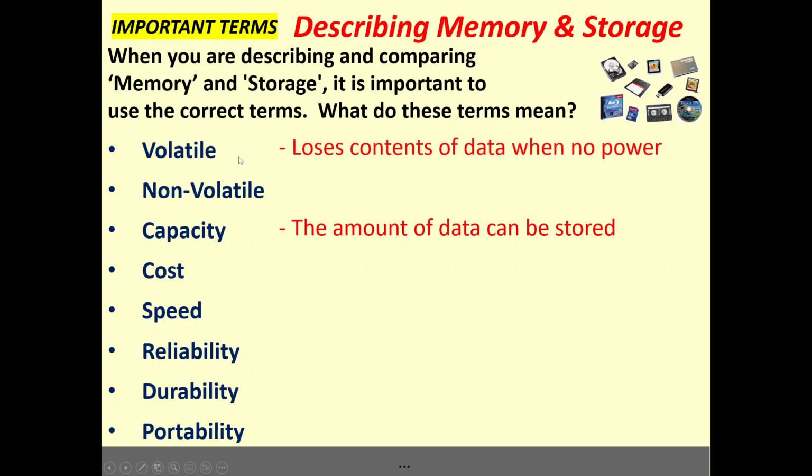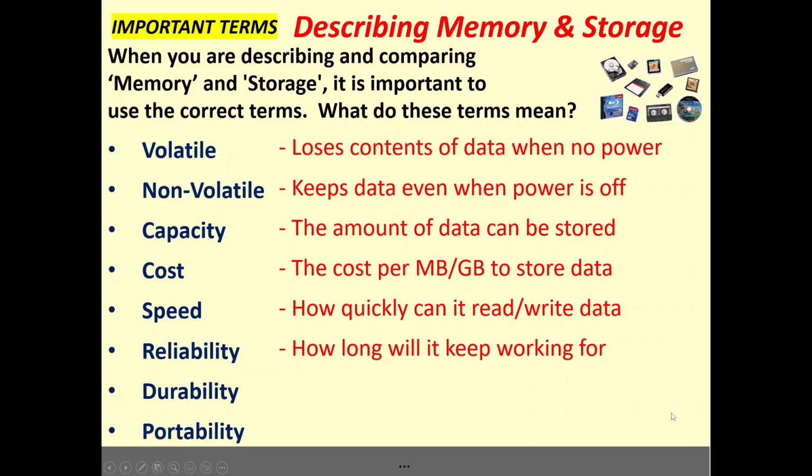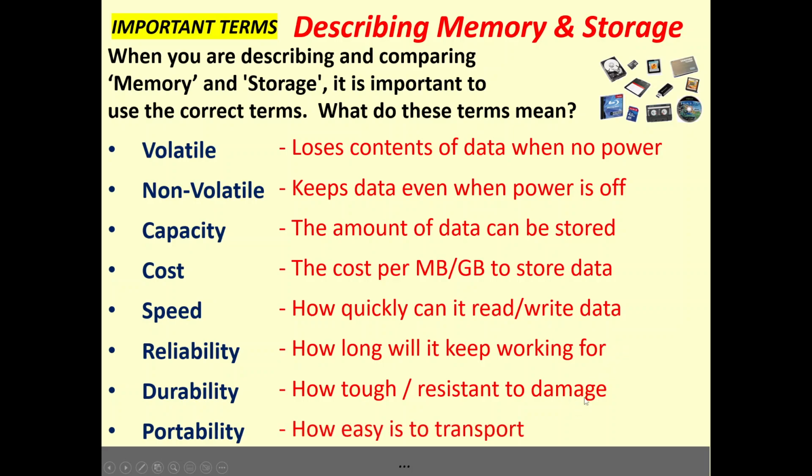So we've got volatile, means it loses the contents of data when there's no power. Non-volatile means it keeps data even when the power is off. Capacity is the amount of data that can be stored. Cost is the cost per megabyte or gigabyte. Speed is how quickly you can read or write the data. Reliability means how long it will keep working for. Durability, how tough or how easily damaged is it, or how resistant to damage is it. And portability, how easy is it to transport, to move around.